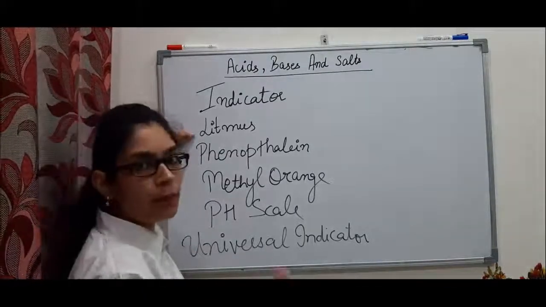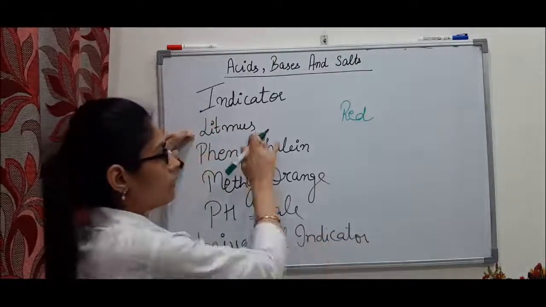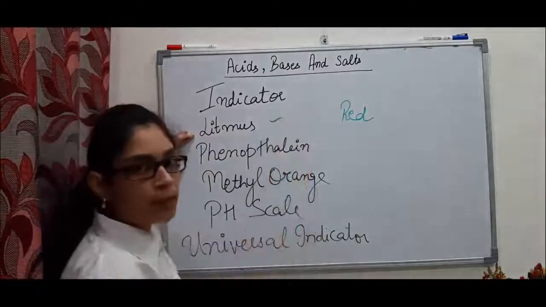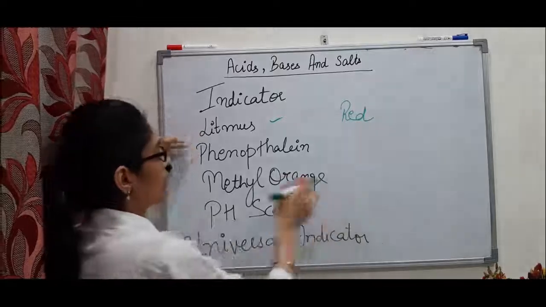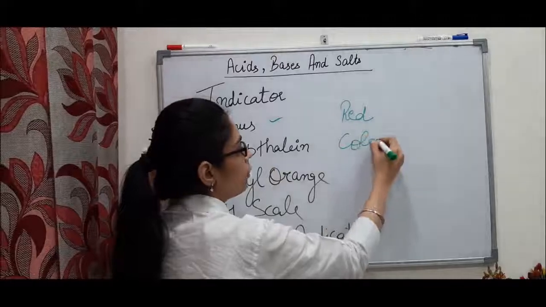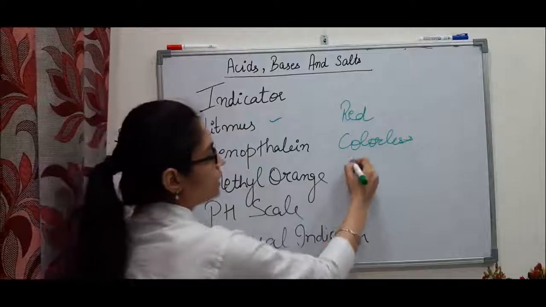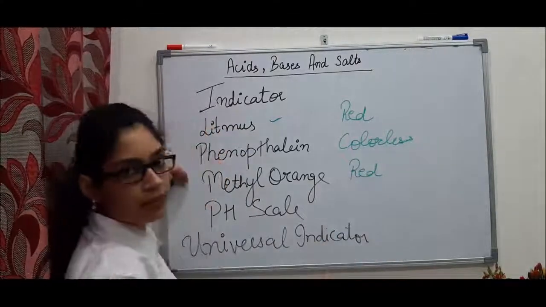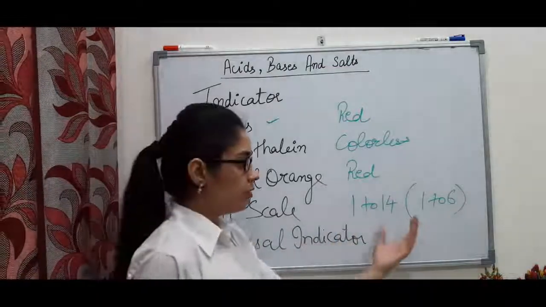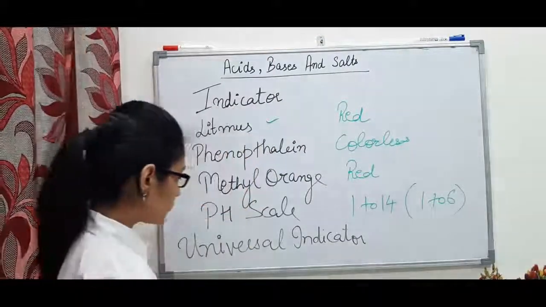Litmus paper will change into red color. If we are checking the presence of an acid with litmus paper, blue litmus will change into red color. Phenolphthalein solution will change into colorless form. Methyl orange will also change to red color if an acid is present. On the pH scale, we have values from 1 to 14, and values from 1 to 6 will indicate the presence of an acid.